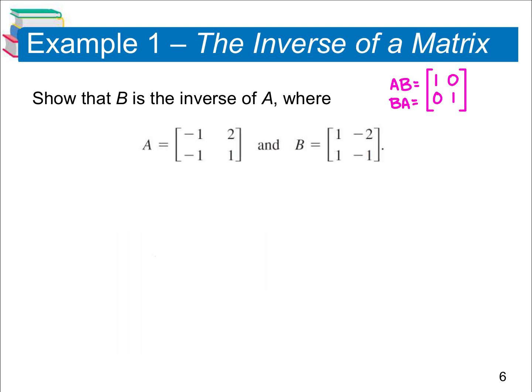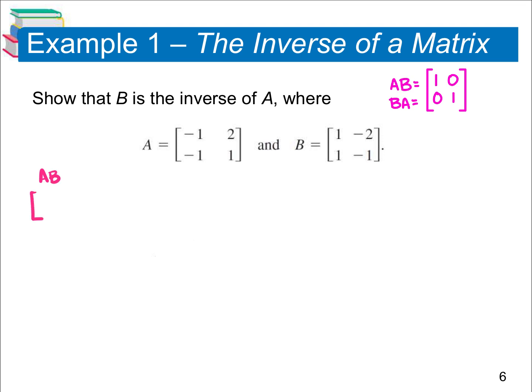First thing we're going to do is show that A and B are inverses of one another. By doing this, you are going to multiply them. When you multiply them, you should get a product that is 1, 0, 0, 1. If you don't, and you get something totally different, then they are not inverses of one another. So we're going to first find A times B.